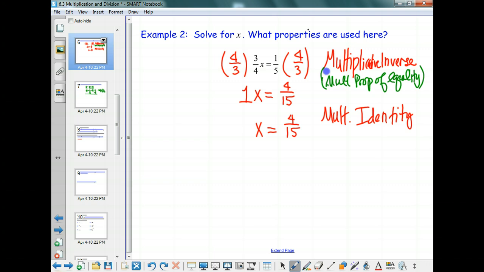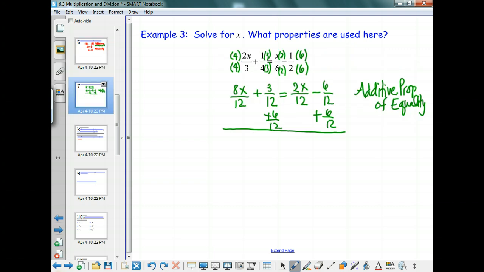That's what actually allows me to do something on both sides with an equal sign. Okay. So this one was the additive property of equality, and the reason we chose to add the 6/12 is because what this is going to do is this is going to become 0 over here. And that right there is the additive inverse.